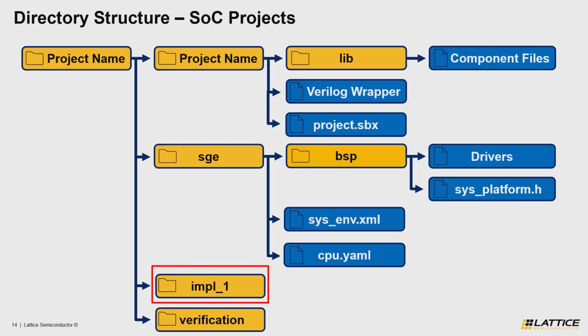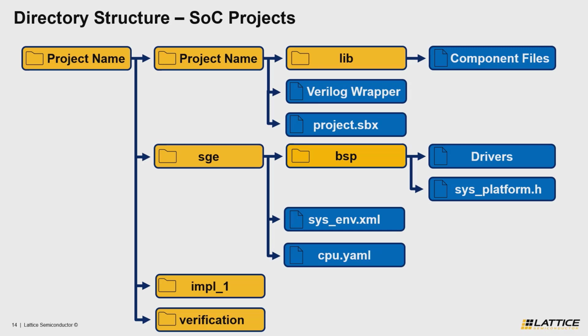Another important thing to note is that the impl1 subdirectory is also generated whenever a Propel Builder project is exported to either Diamond or Radiant. The exact directory structure for Radiant or Diamond projects varies from project to project, so we won't delve much into depth regarding this. However, the last thing that you should note is that the Radiant or Diamond project file will also be located in this subdirectory if you want to open the existing project later on, after it has already been created.